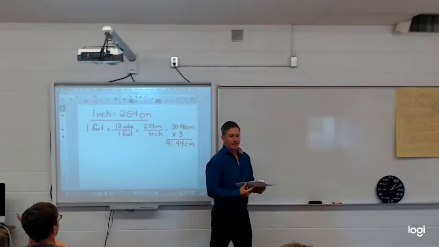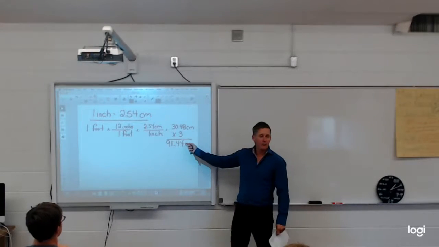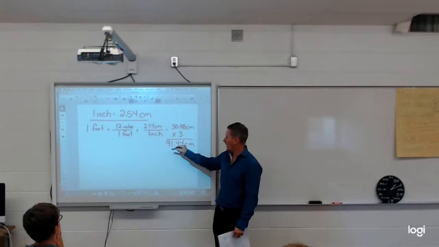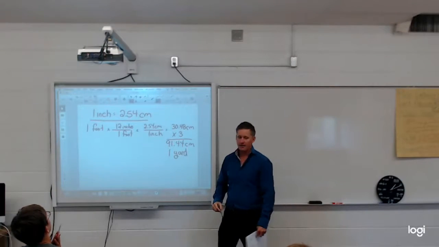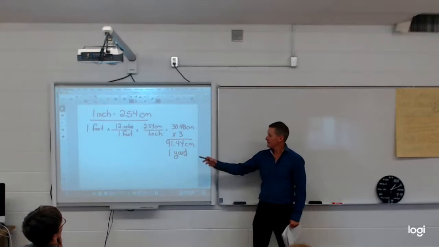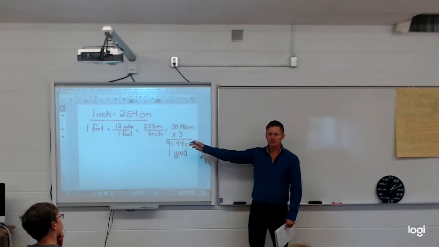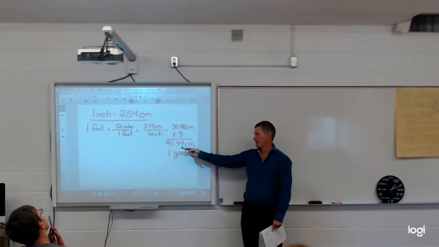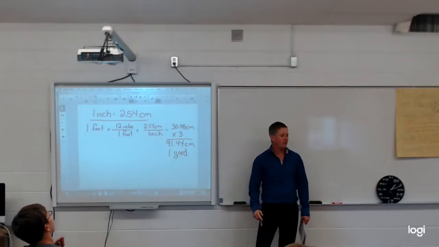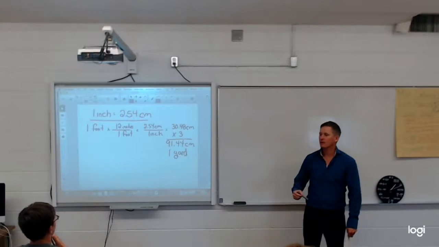That's right. If there's 91.44 centimeters in 1 yard, how many meters are there in a yard? Well, how do I change that to meters? Divided by 10. Or by 100. Divided by 100. Harley's absolutely right. 0.9144 meters in 1 yard.